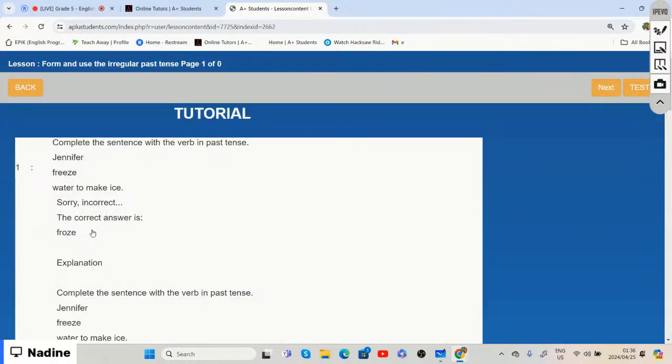So well done. Now we're going on to the second one. We're going to form and use the irregular past tense. Remember, when it comes to the irregular past tense, there is no rule that they follow. We can't say you need to add ed or d to a specific word, right? With irregular past tense, the word changes. For some reason, the word changes.